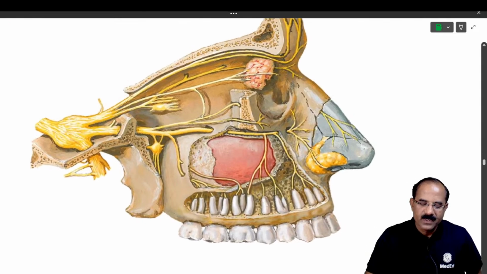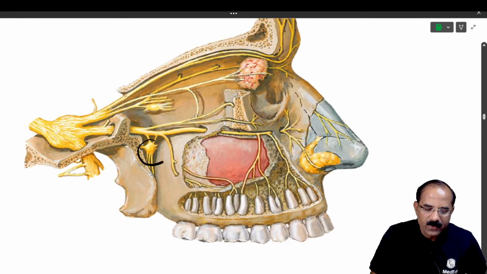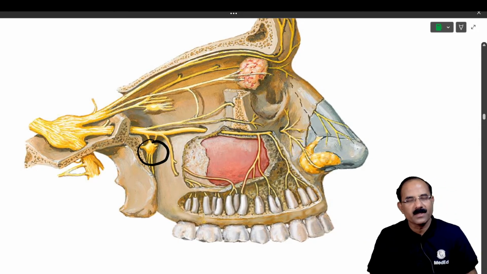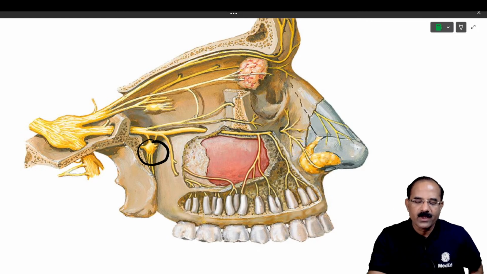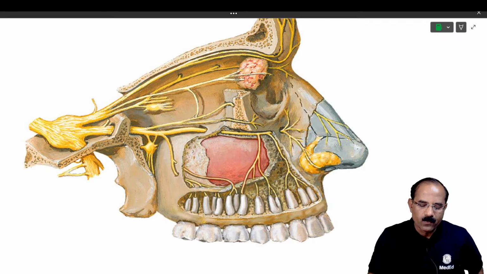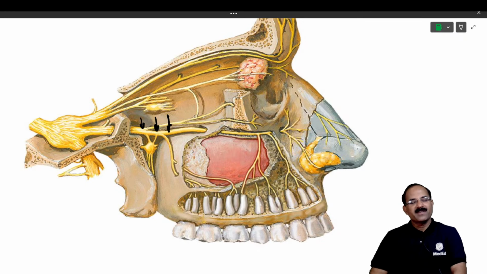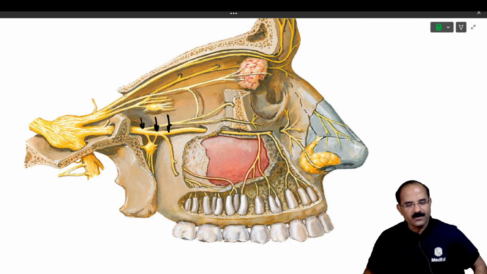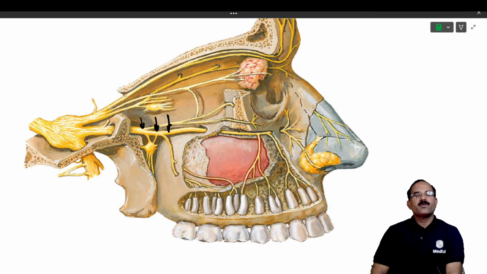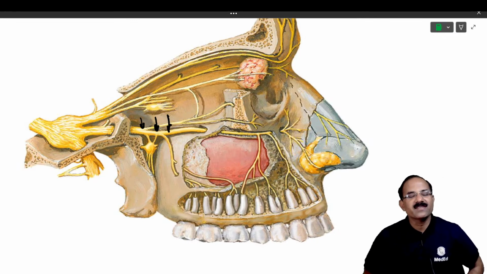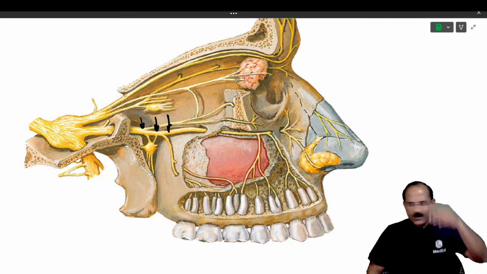Look at this. That's the pterygopalatine ganglion. And what is this nerve through which it is hanging? Can anyone tell me? I'll tell you, wait. This pterygopalatine ganglion is hanging from this nerve, the maxillary nerve. Excellent. Very good.